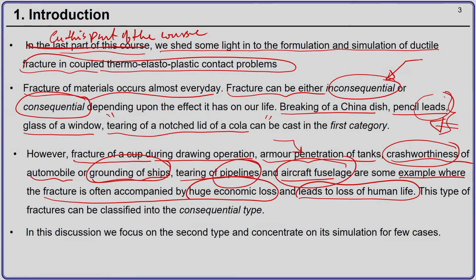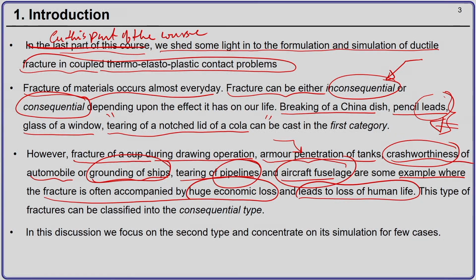Okay. So, the fuselage is very critical for the safe performance of the aircraft. If the fuselage breaks mid-air, then certainly loss of human life is involved. Okay. So, these types of fracture are what we call the consequential types of fracture. There is certain economic consequence or human life loss as a consequence of these kinds of fracture. So, these kinds of fracture are what we see in this last part of this course.